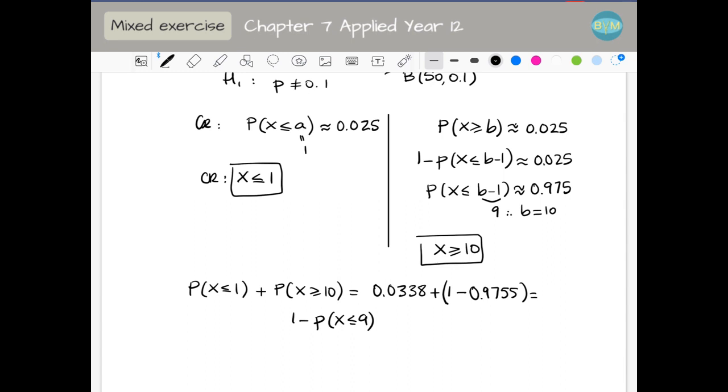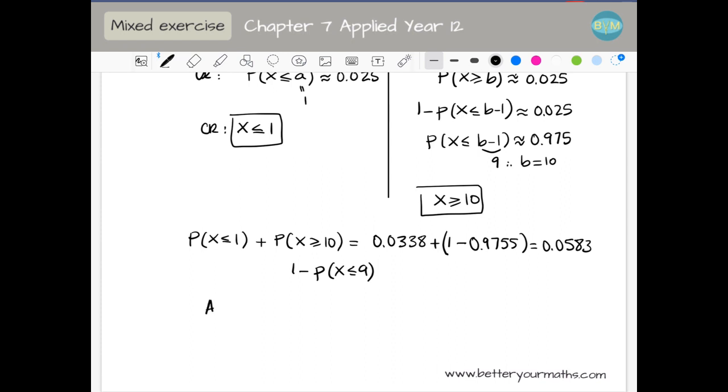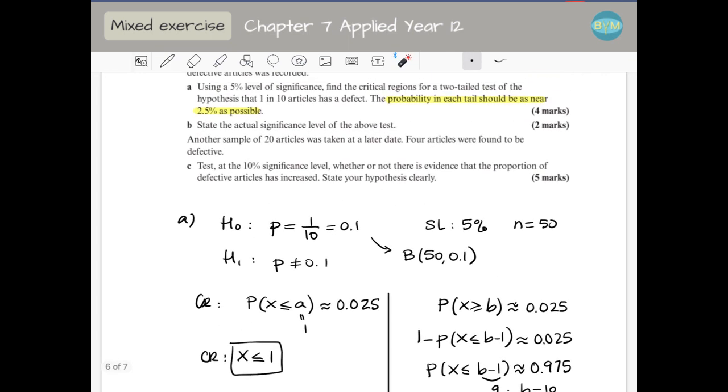And this is 0.0583. So the actual significant level, if you want to give the percentage, is going to be 5.83%, which is slightly larger than the 5%. So it just will be around this one. It could be above or below, but close to that. Yeah, that's the actual significant level.